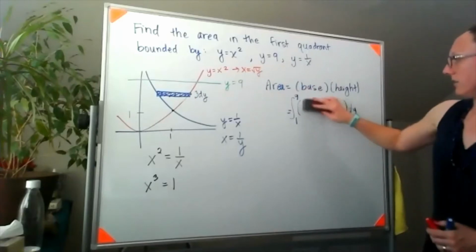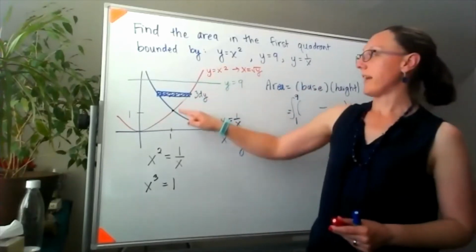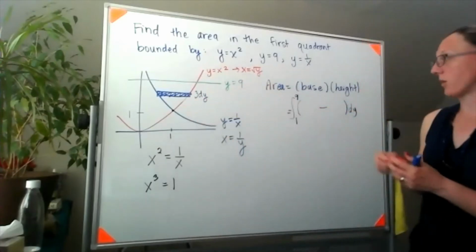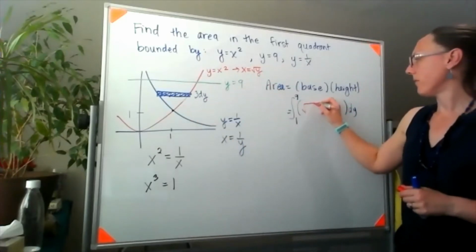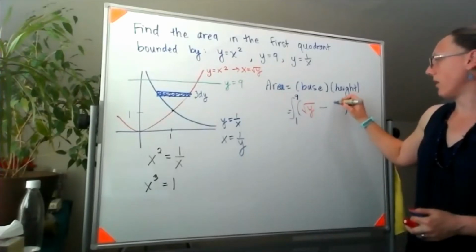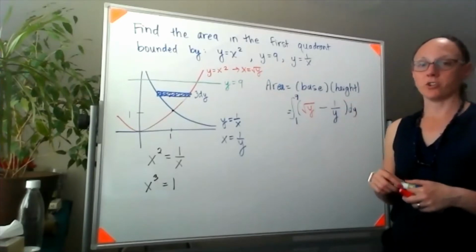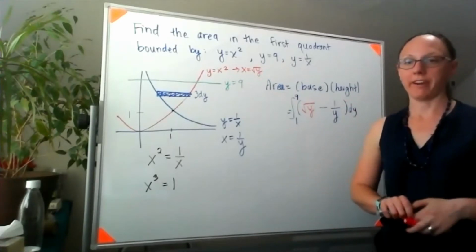Plugging those in for our right and left functions, on the right-hand side, I'm going to have the square root of y. And on the left-hand side, I will have 1 over y. And that's all we would need to do to set up finding the area.